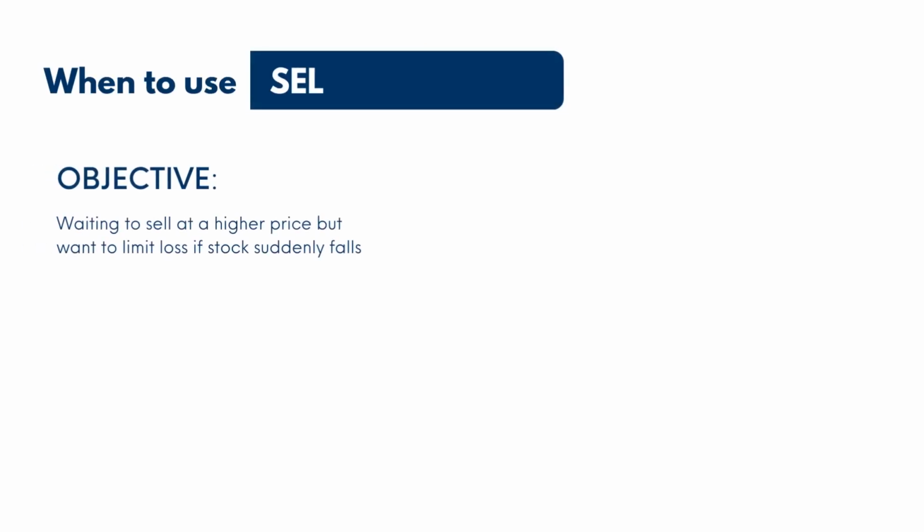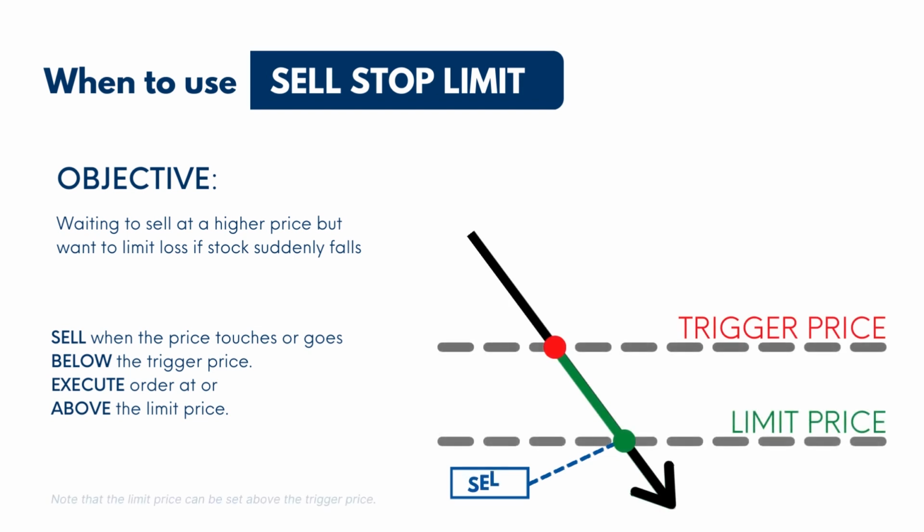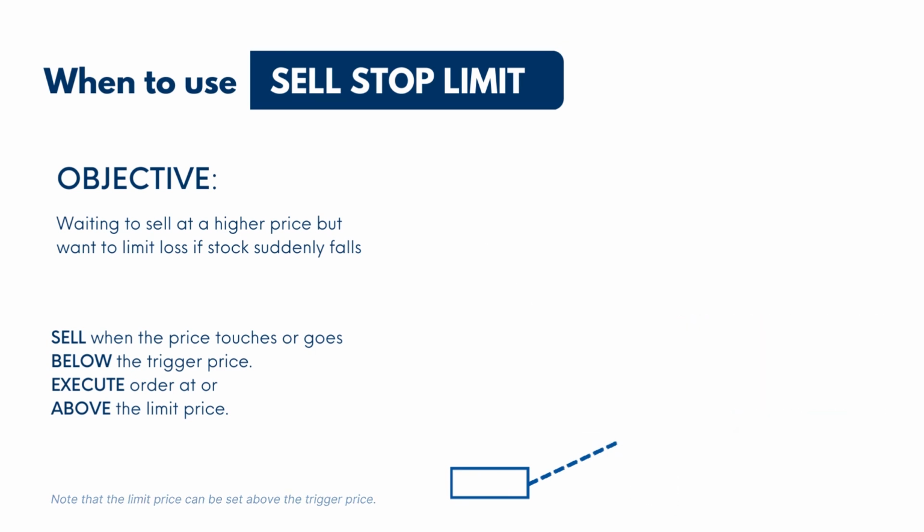When to use sell stop limit? If you want to cut loss, use this if you're waiting to sell at a higher price, but want to minimize loss if the stock suddenly falls. With stop limit, you sell when the price touches or goes below the trigger price. Your order is then executed at or above the limit price.